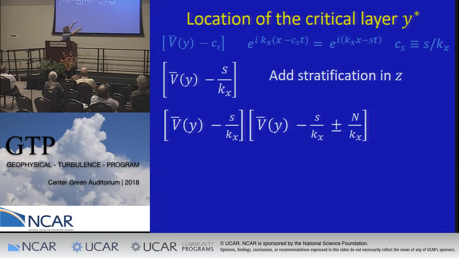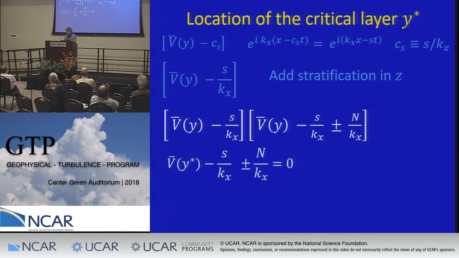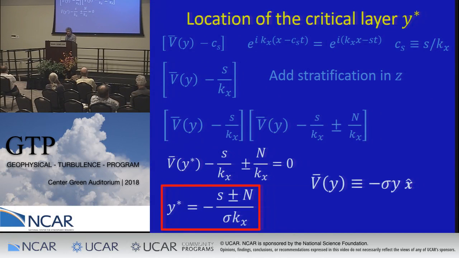So if this term vanishes anywhere in the field, then you can also have a critical layer. And this requires vertical stratification. This is how we analyzed what was going on in the more complex geometry: at a location y star, that term vanishes. That's where our critical layers will appear. If the velocity is simply a linear function of the cross-stream coordinate, then you can solve for the location. It depends upon the frequency, the Brunt-Väisälä frequency, the shear, and the wave number.